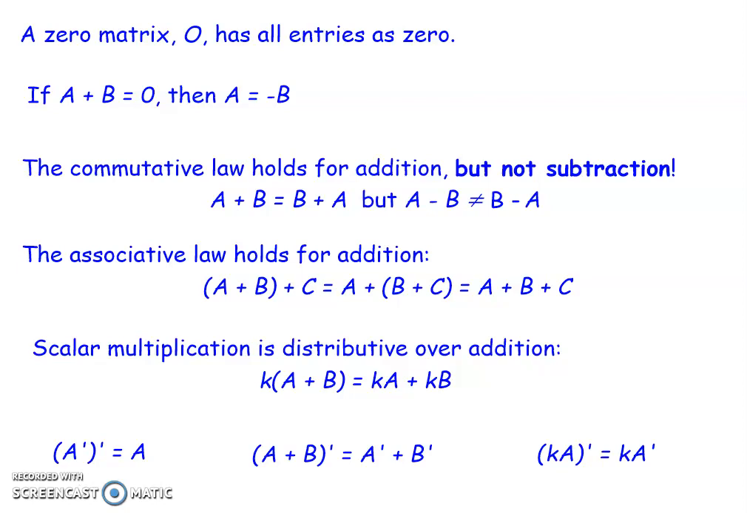The associative law holds for addition in this case. So your (A plus B) plus C is the equivalent of A plus (B plus C). So just add them all together in whatever order you want. Again, it doesn't hold for subtraction. And it's the same with scalar multiplication. So it's distributive over addition. So K(A plus B) is the equivalent of KA plus KB.